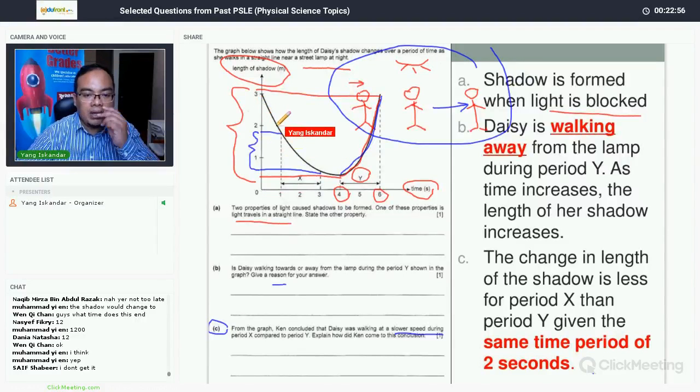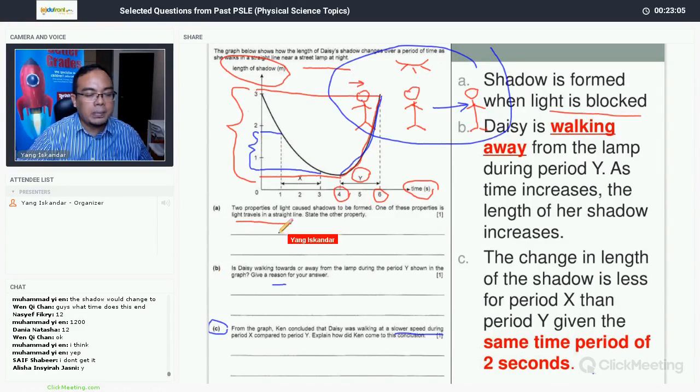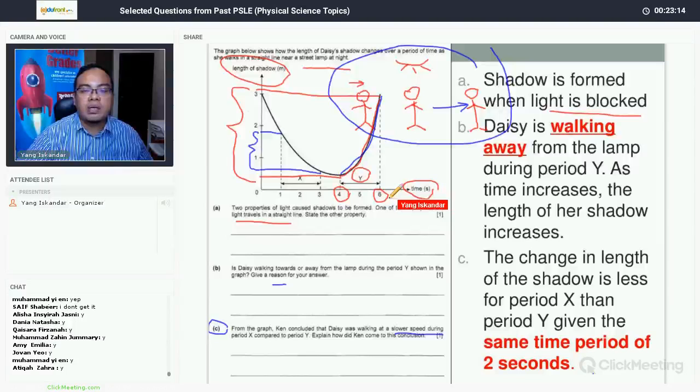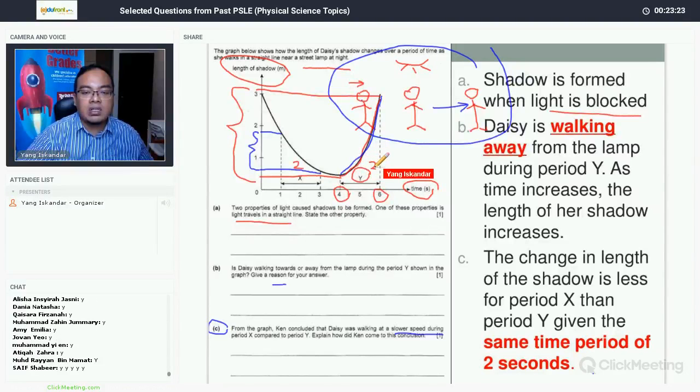Now, can you tell me in which part, part X or part Y, the change in the length of the shadow is greater? Part Y, right? Part Y is also 2 seconds, from 4 to 6. In part X, she's also walking for 2 seconds, from the first to the third. 2 seconds here, 2 seconds here. So when both of them are walking for 2 seconds, then you can compare. Then it will be a fair comparison.